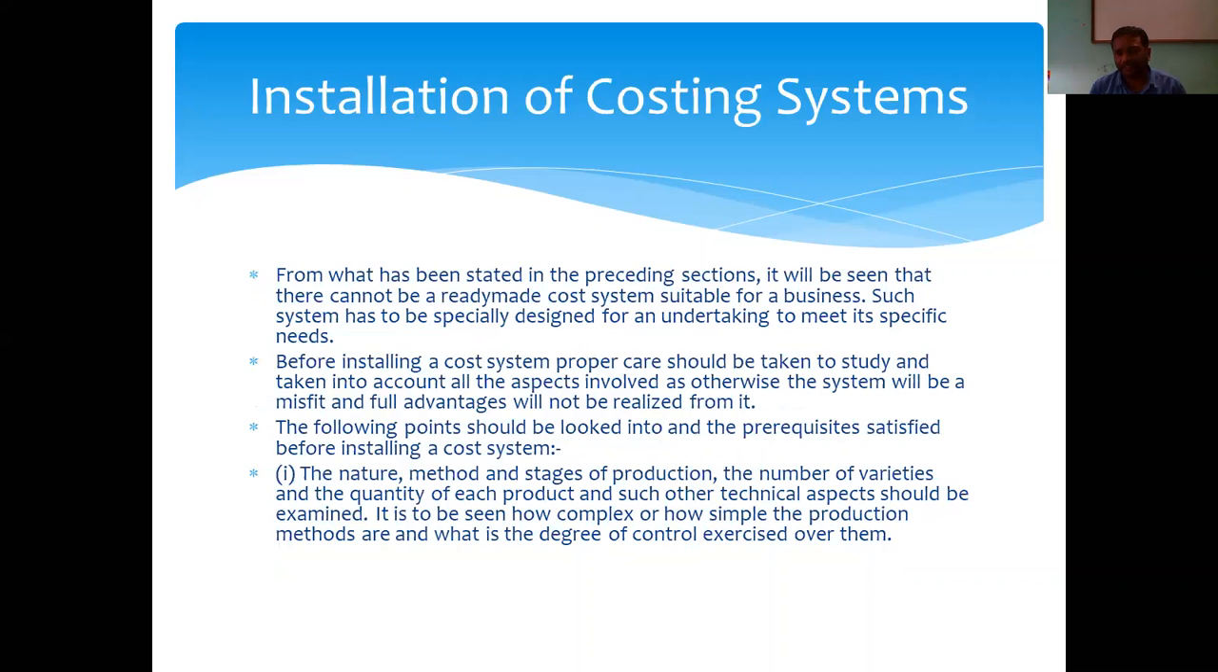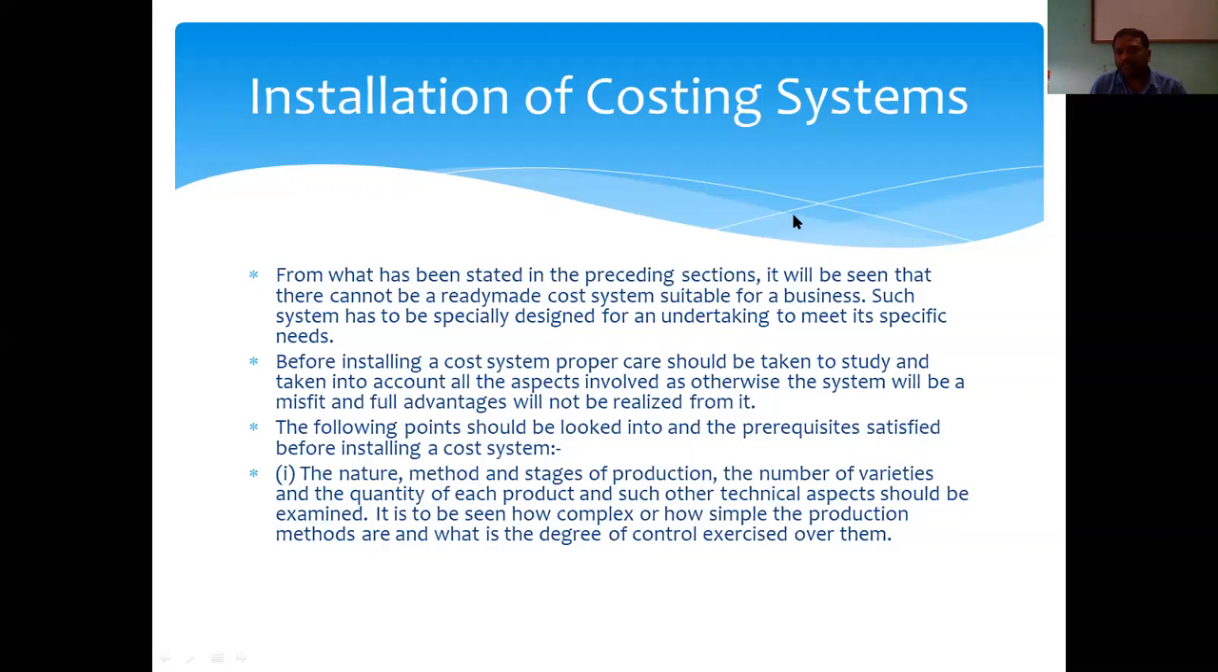And the next topic we have here is installation of a costing system. Just now we discussed what has been stated in the preceding sections. It will be seen that there cannot be a single costing system suitable for every business. For a small business, they have to use job costing for the various stages by which they produce a product, or process costing. And if they are a big firm, like a contractor, they have to use different methods and techniques, and they have to know which method is suitable for their firm. They have to approach the system according to the specific needs.